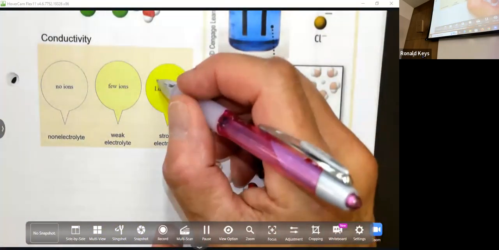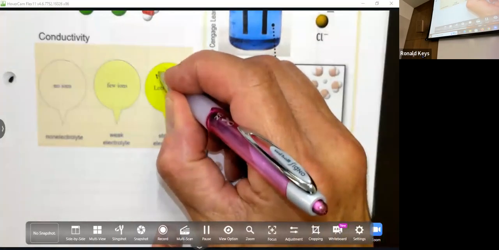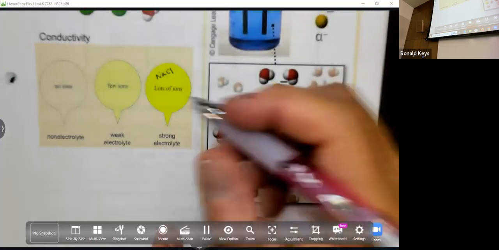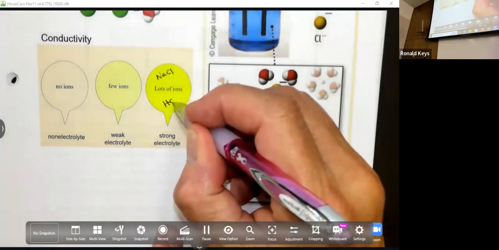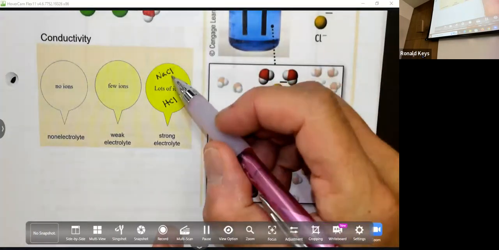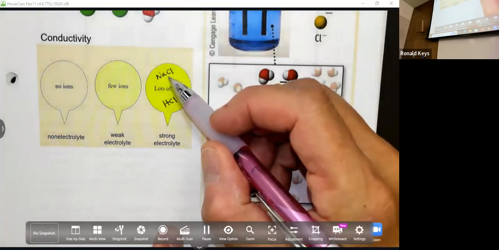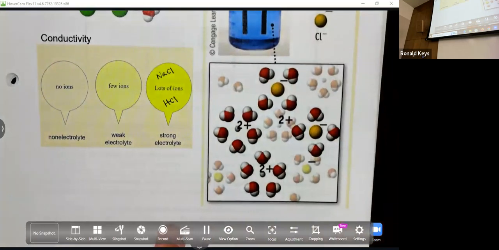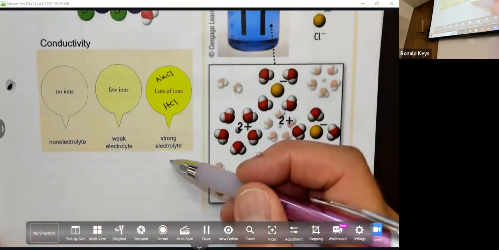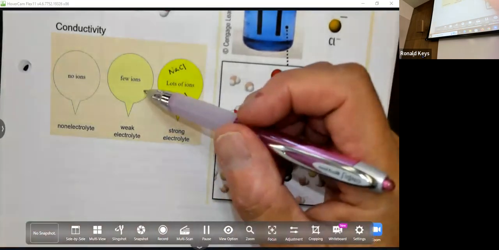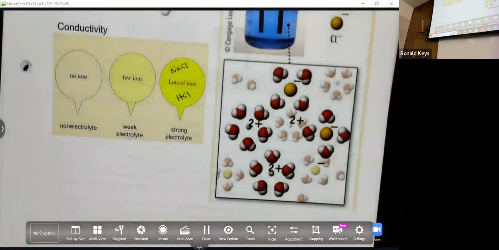Lots of ions. An example of that is going to be NaCl. For one, could be hydrochloric acid, which means we're just going to get all of this separating into Na pluses and Cl minus. You are going to get lots of ions in solution. That is a strong electrolyte. The light bulb is going to light up a lot. Your conductivity probe in lab is going to show a high number.